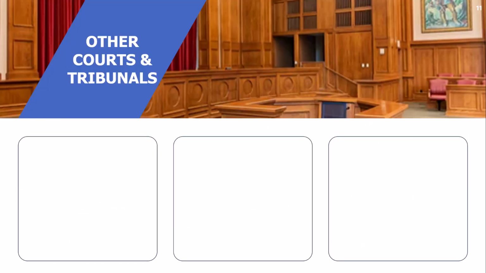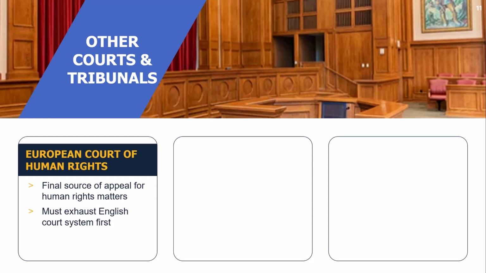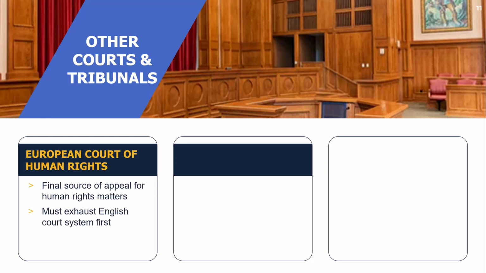So other courts and tribunals we have. You've got the European Court of Human Rights. So you can see they're the final court of appeal for human rights matters. So you can go there specifically as a human rights issue. If it's a point of UK law, then it's the Supreme Court. You must exhaust the English court system first, so you can't jump to the European Court. There's a leapfrog procedure for this one.